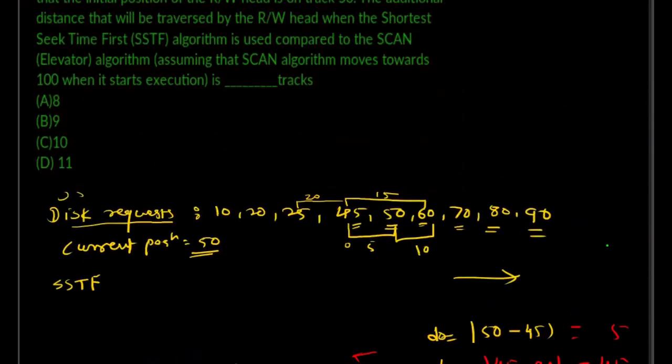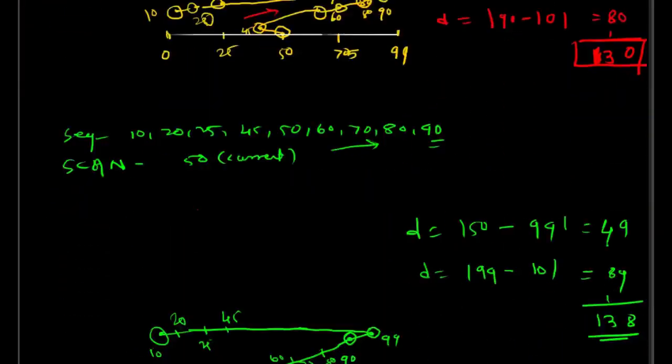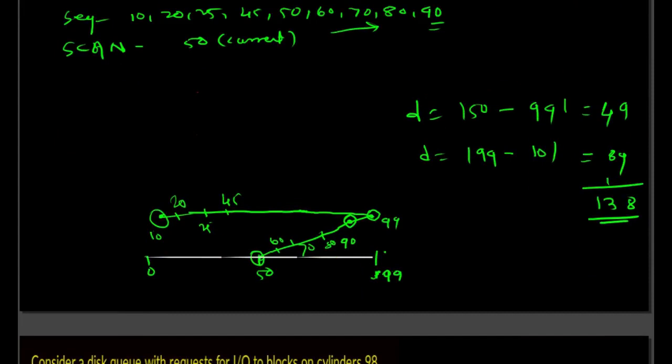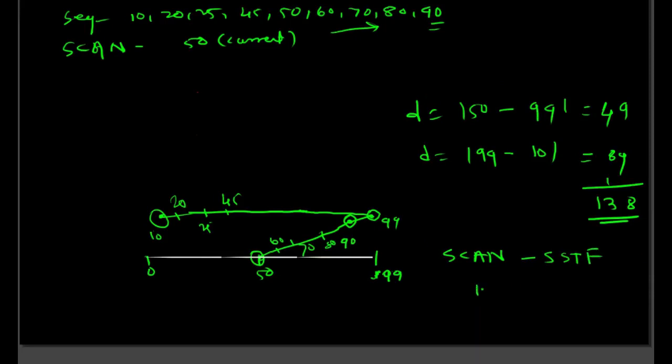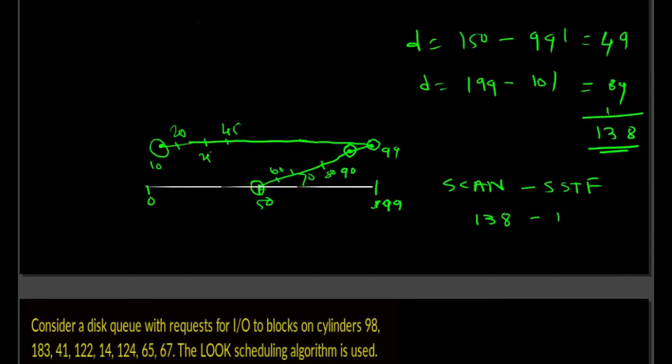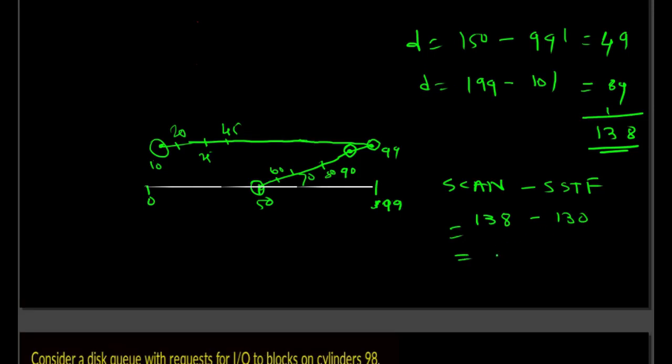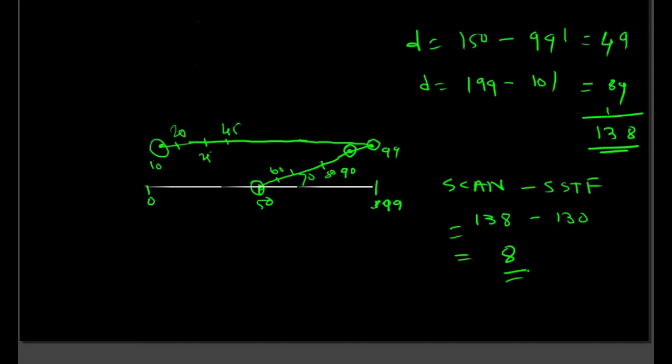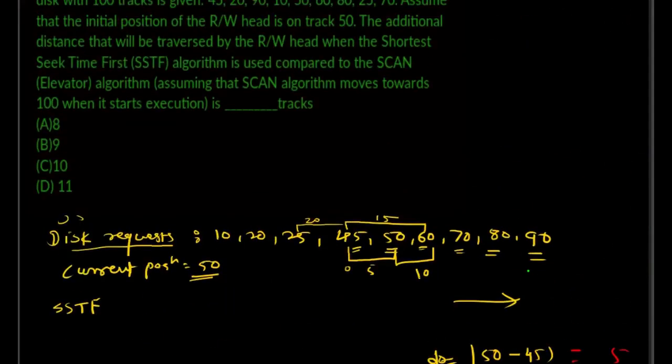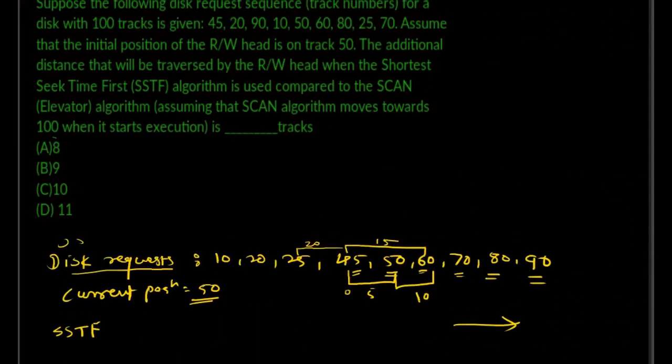Okay, now we have been asked what is the difference between scan and SSTF. So scan requires 138 and SSTF requires how much? 130. SSTF requires a 130 distance to be traveled. So the difference is 138 minus 130, which is 8. So this is the difference between scan and SSTF algorithm, and inside the options we have provided this as an option.